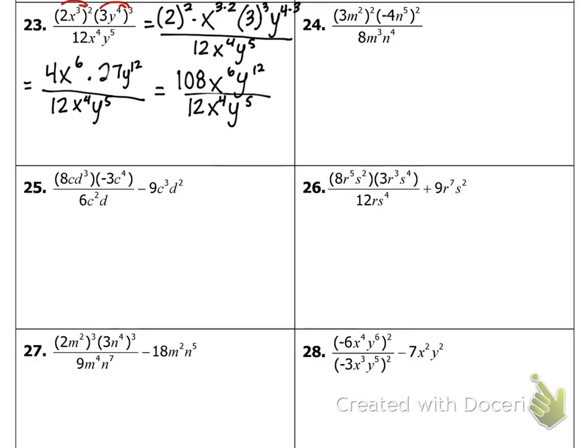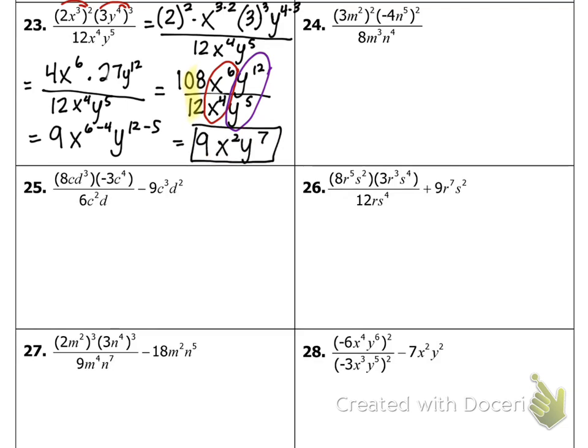Okay, so now we're going to take a look. 108 divided by 12 is 9. And then x to the 6th over x to the 4th is 6 minus 4. Y to the 12th over y to the 5th is 12 minus 5. So it's 9 x squared y to the 7th. And that's your final answer there.